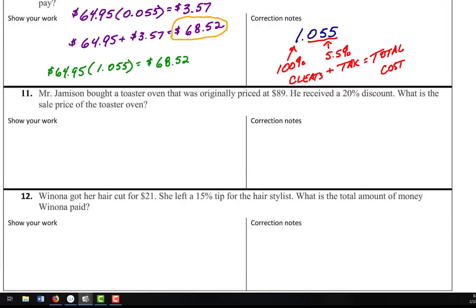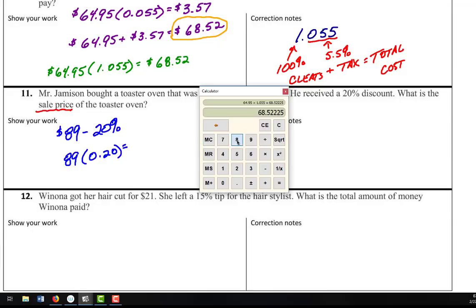Number 11. Mr. Jameson bought a toaster oven that originally was priced at $89. He received a 20% discount. What's the sale price? Sale price of the toaster oven. Well, he's got $89, and we're taking away the discount. Discounts are always taken away. So we would take the 89 and we would multiply it by the 20% as a decimal, and we would get $17.80. That is the discount.